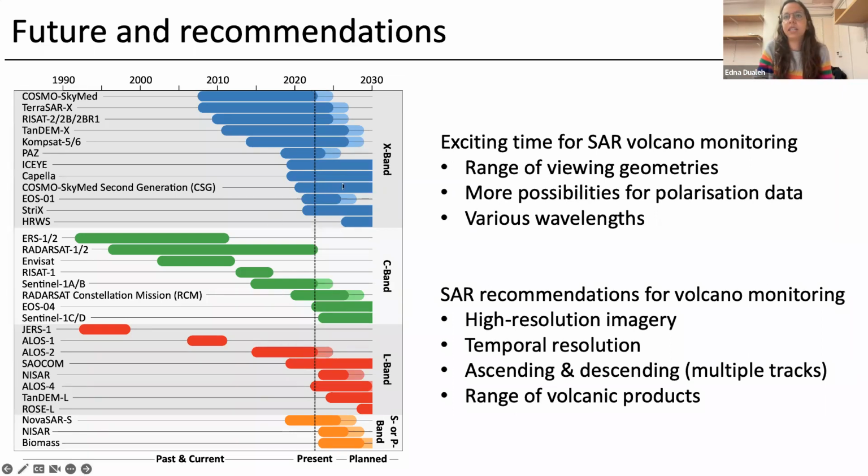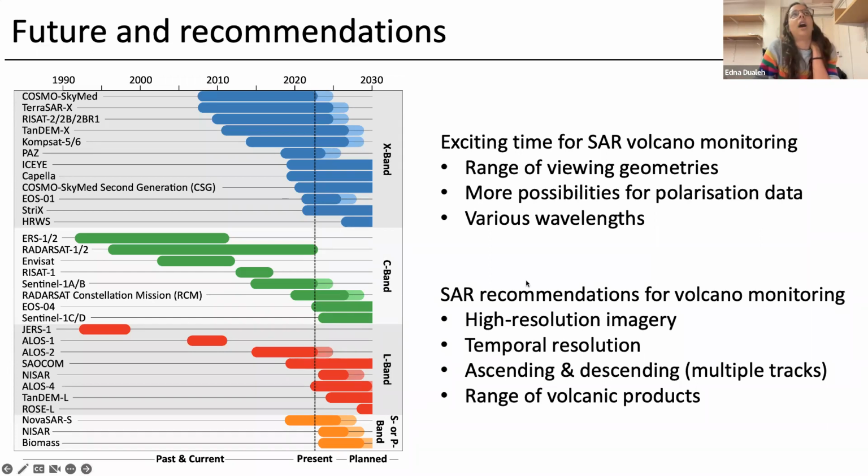Some of these second generation satellites now, from Cosmo and I think RadarSat as well, will have dual polarization capabilities. This is something I didn't talk about at all, but there's a lot you can do with polarization datasets for volcano monitoring, as well as missions like NISAR, which will have multiple different wavelengths. We have quite a range of wavelengths that could be applied to volcanic settings, which would be interesting to see how the deposits vary in these.